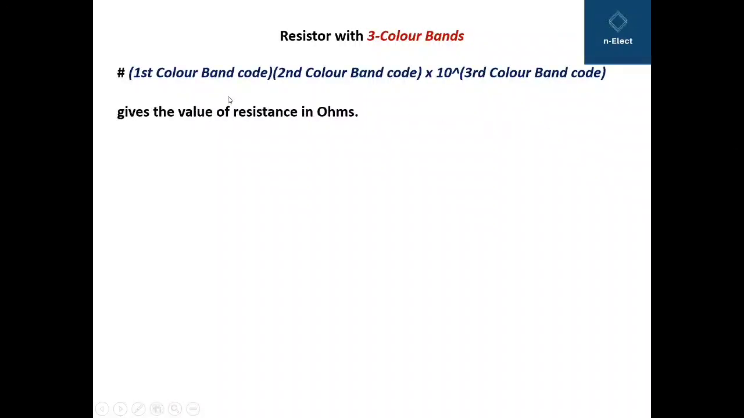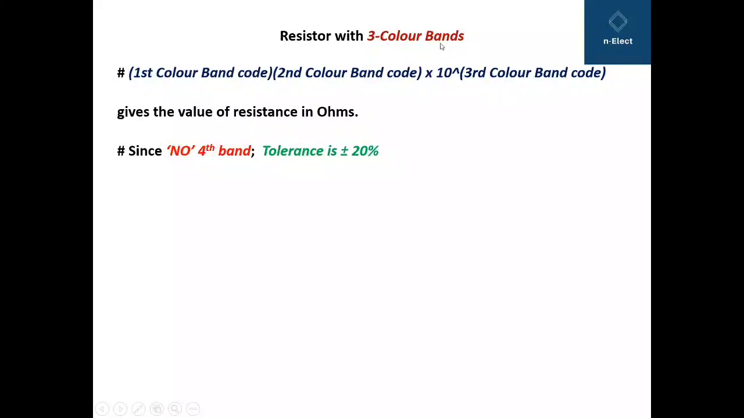There is a general formula: the digit associated with the first color band is written, then the digit associated with the second color band is written, multiplied by 10 raised to power, that means 10 to the power of the third color band's digit, which gives the value of resistance in ohms.